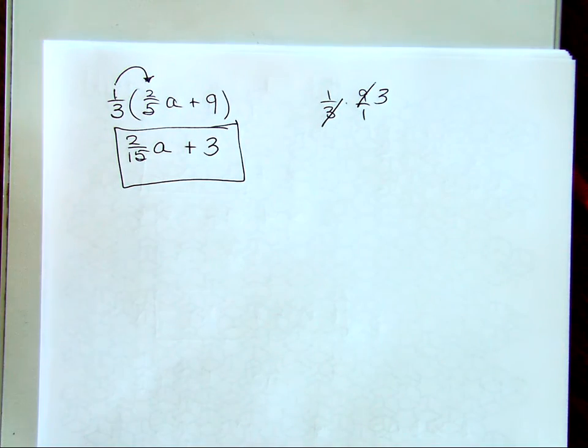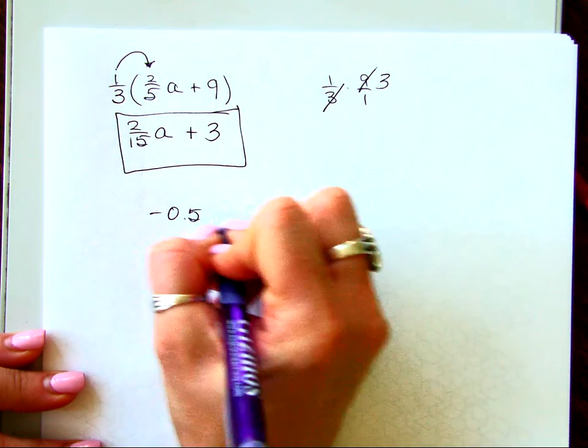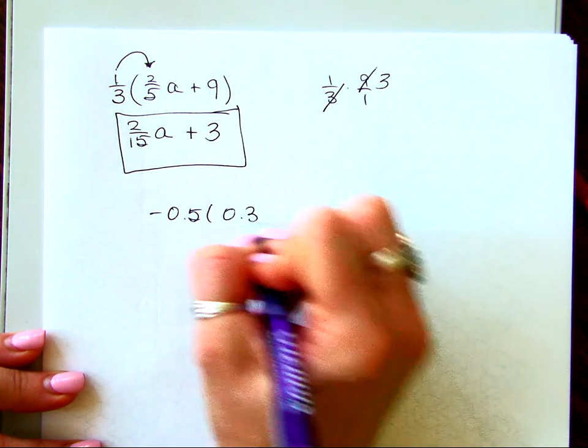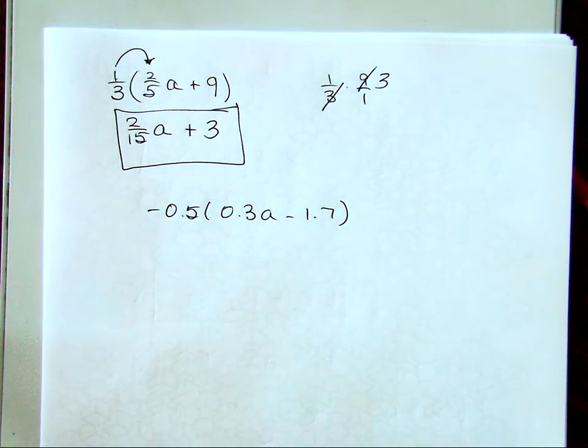So keep in mind, you're going to have some real numbers. You're going to have some decimals. You're going to have negative 0.5 times 0.3a minus 1.7. Multiply and do the problems exactly like you would do the other problems, just using your decimal rules instead, okay?